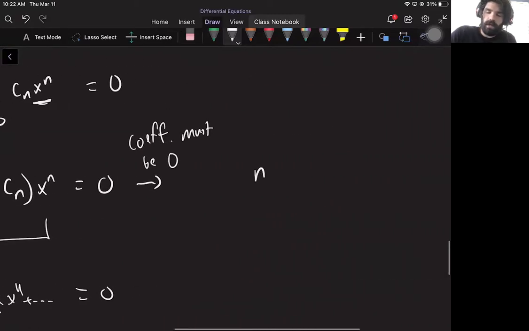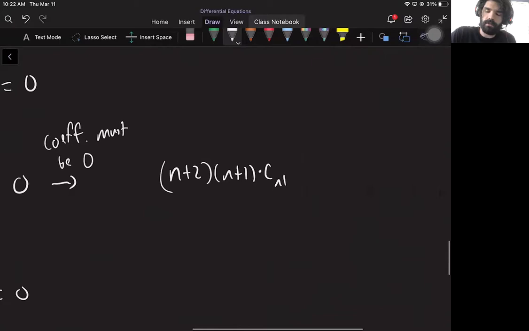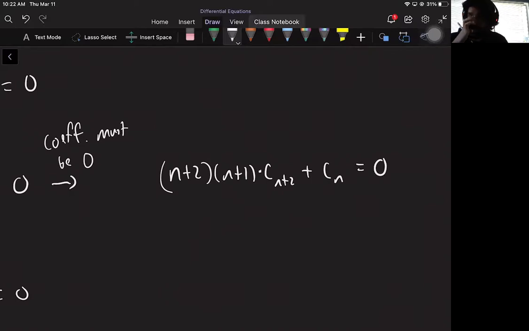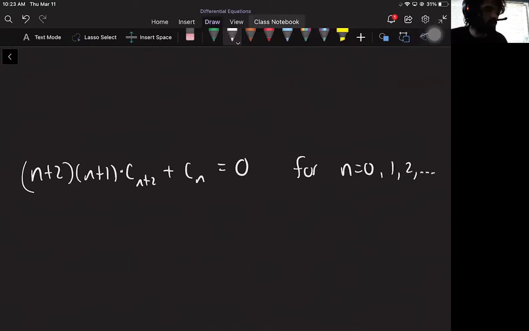So now I know that (n plus 2)(n plus 1) times c_(n+2) plus c_n needs to add up to 0. No matter what n is, every n I plug in, this needs to be true. So I should also write that n starts at 0. So I need this to be true for every single n.